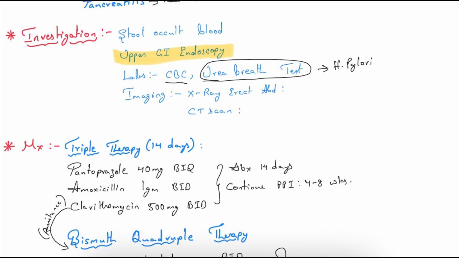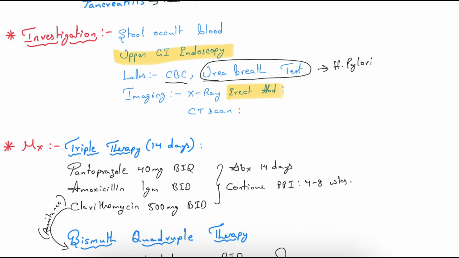Next we can do imaging. If you are doing an X-ray, the patient must be in an erect abdomen position. Why an erect abdomen X-ray? Because we can easily find out if there is air under the diaphragm on the X-ray, and then we have to suspect the patient has perforation. We can also do a CT scan. The CT scan is the main important tool to detect perforation and other complications.